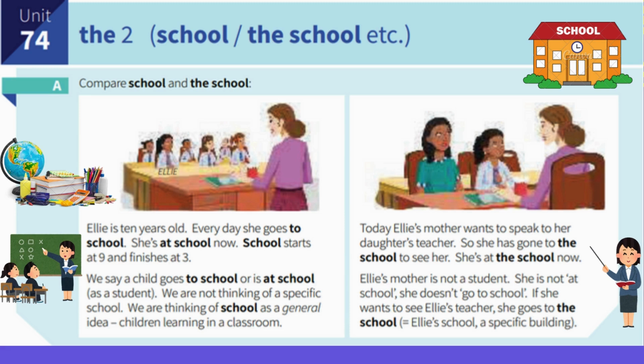Let's quickly remember: use school, no the, when talking about being a student or the idea of learning. Use the school when talking about the building or place, especially if you're not a student. This rule works with other places too. For example, a child goes to hospital to be treated, a visitor goes to the hospital to visit someone, or people go to church to pray. A visitor goes to the church to see the building. Isn't English fun?